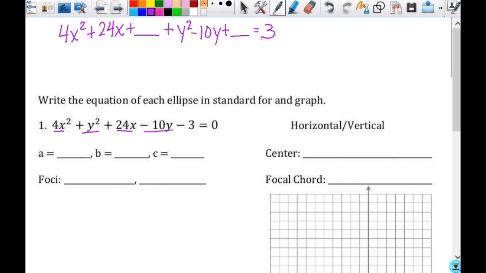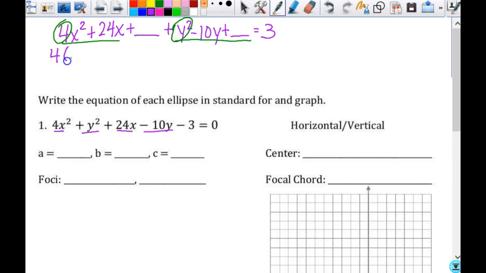Now, when we complete the square here, we have to be careful because we have a coefficient in front of that x squared. So I can't just take half of 24 and square it. It doesn't work that way, right? So I'm going to factor this out. I've got to worry about whatever this coefficient is before I take care of that. So I'm going to factor out the 4.